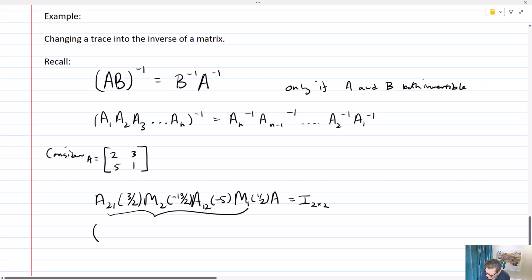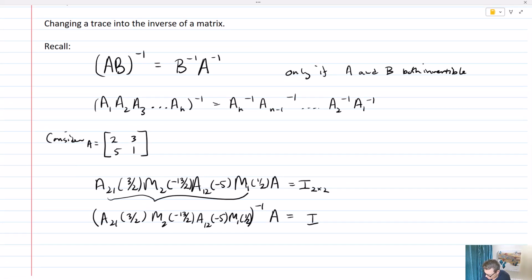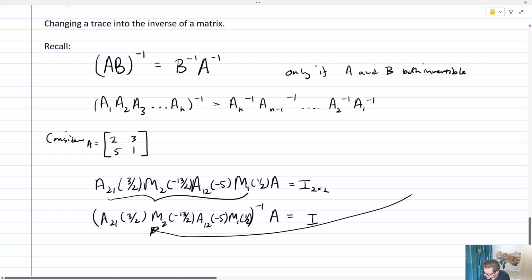So what I'm going to do is take the inverse of each one of these. So the inverse here of A21 3/2 times M2 negative 13 over 2, A12 negative 5, and M1 1/2, that's going to equal I. It turns out that this matrix right here is going to be A inverse. How do we know it's A inverse? Because A inverse A should equal the identity, in this case I 2 by 2. And that's in fact exactly what happened. So consequently, it's got to be the identity. That's the thing that has that quality.